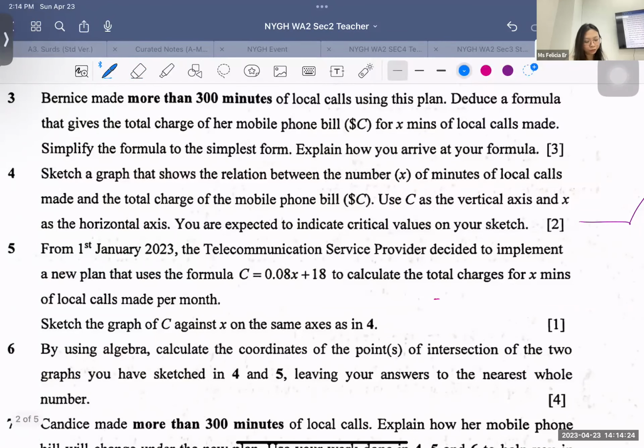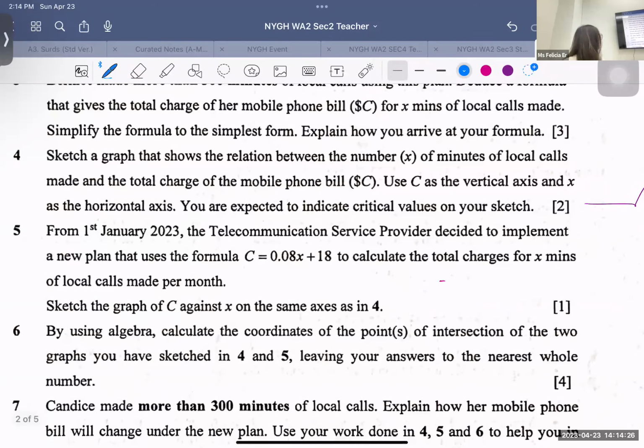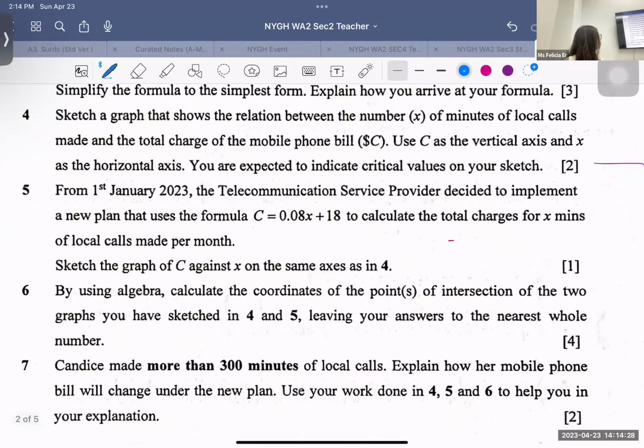Part 6, they ask you, by using algebra, calculate the coordinates of the point of intersection of the 2 graphs you have sketched in 4 and 5, leaving your answers to nearest whole number. It's a 4-mark question. You need to be careful, 4 marks. There are a lot more things that maybe you think you need to take into account.